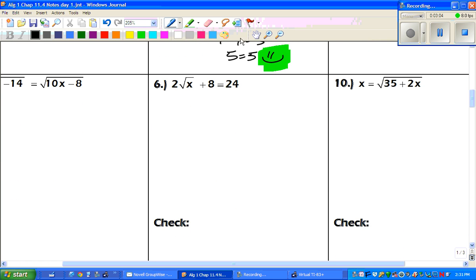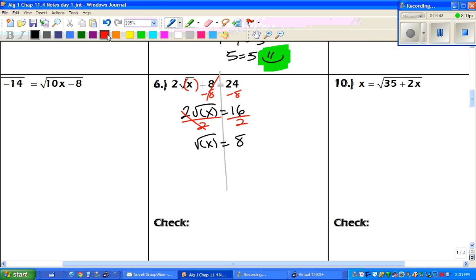All right, number 6. So whatever's underneath the radical, that's what we're going to put in the parentheses. And now we just go through and solve. Okay? So we get rid of the subtraction first, or the addition with subtraction. 24 minus 8 is 16. Now can I just square root everything? No, because we have to get rid of that 2 first. So divide by 2. And we get the square root of x equals 8.